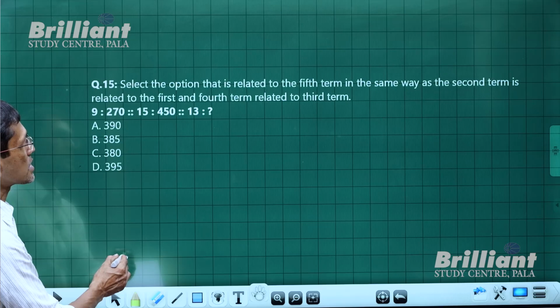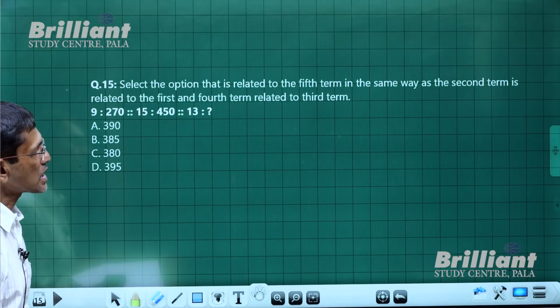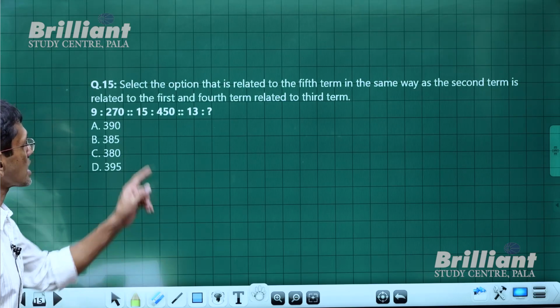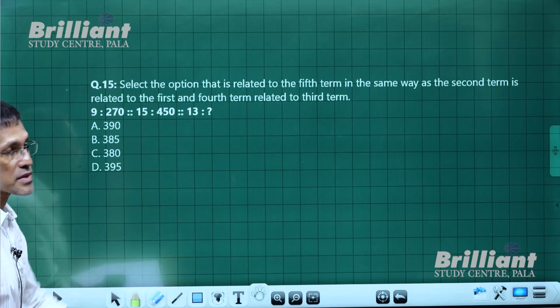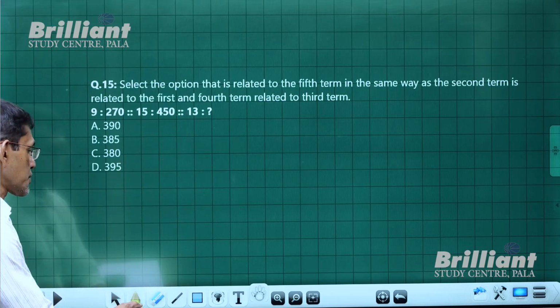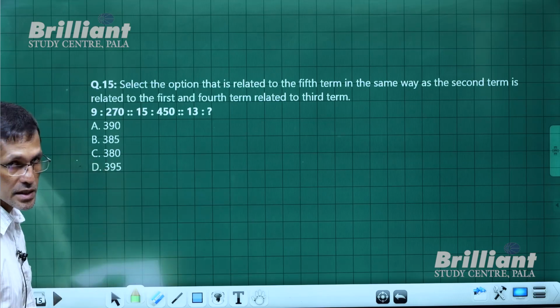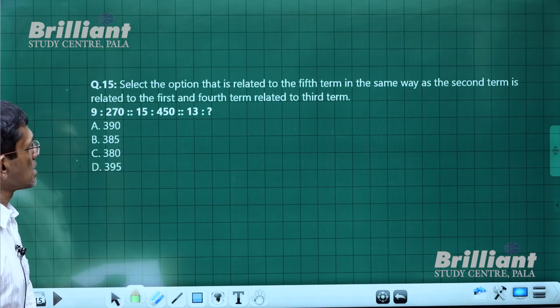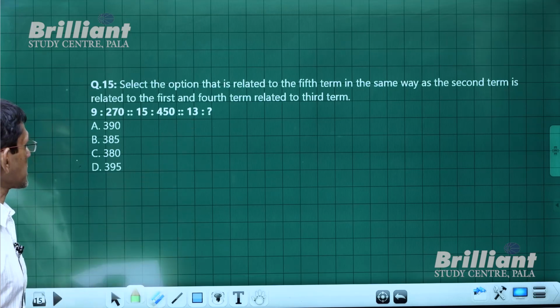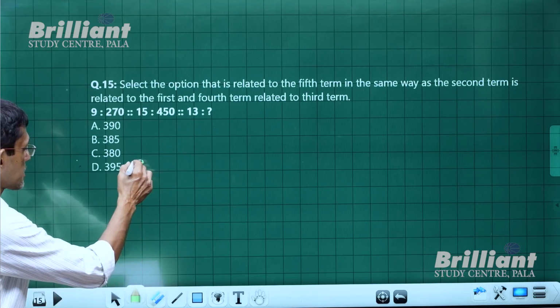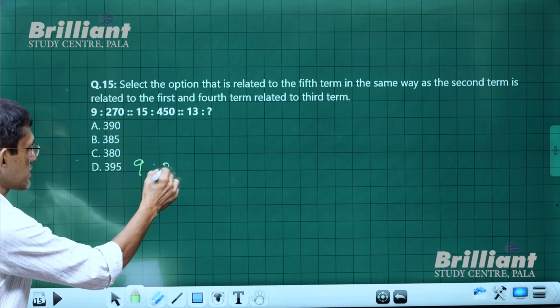Select the option that is related to the fifth term in the same way as the second term is related to the first and the fourth term is related to the third. So first and second are related and third and fourth are related, so we need to find the last pair. So 9 and 270, what is the connection?